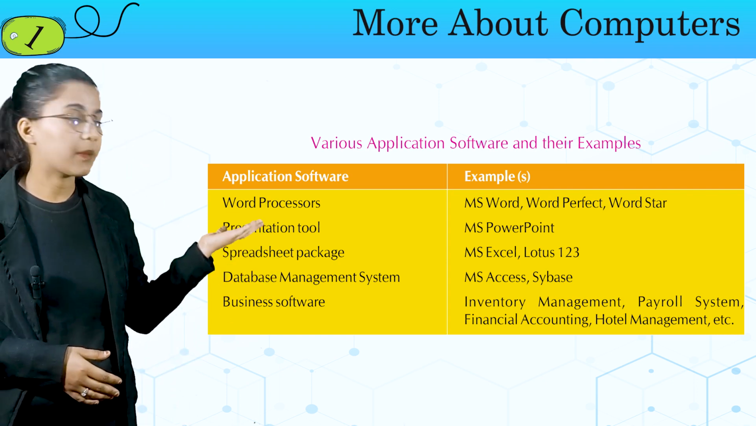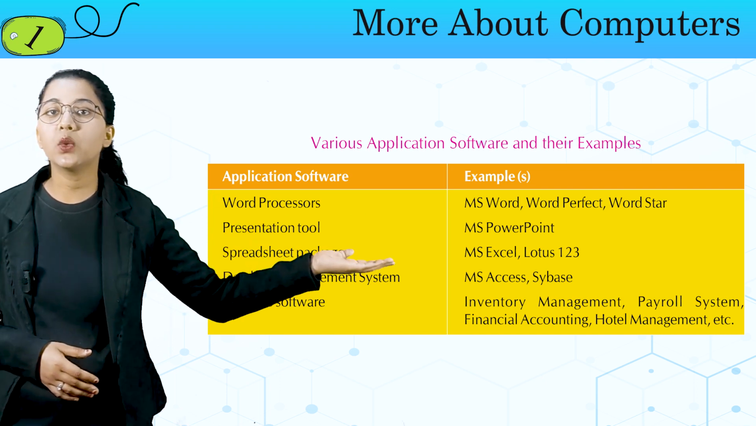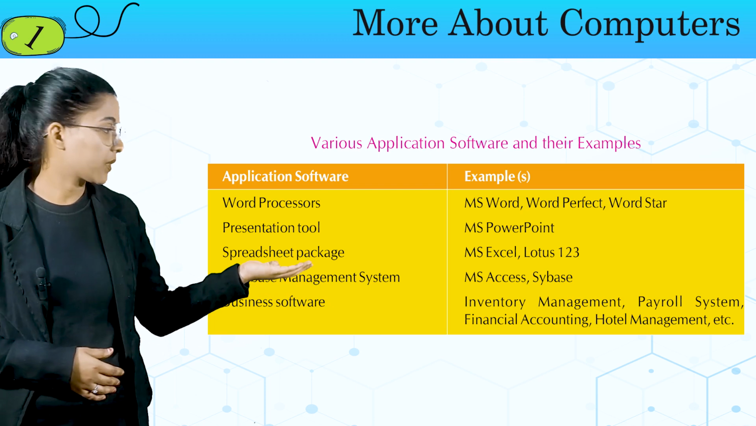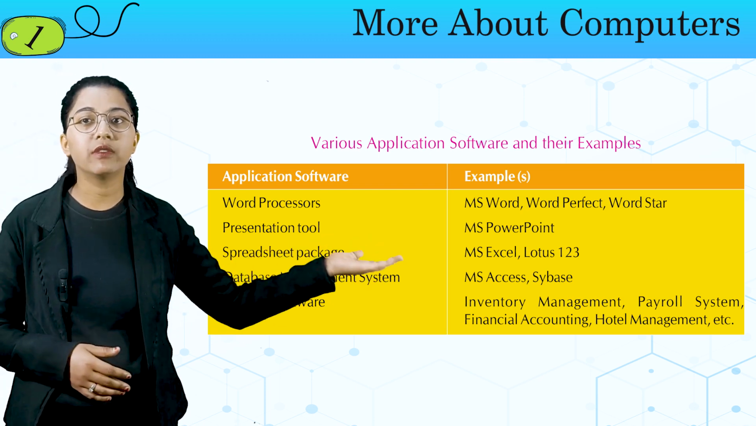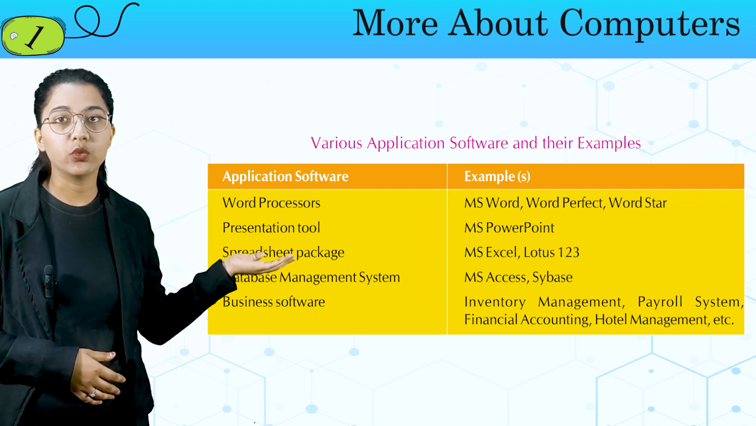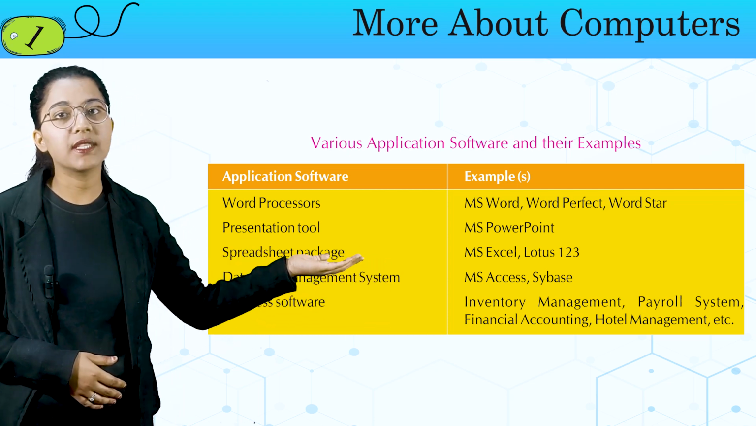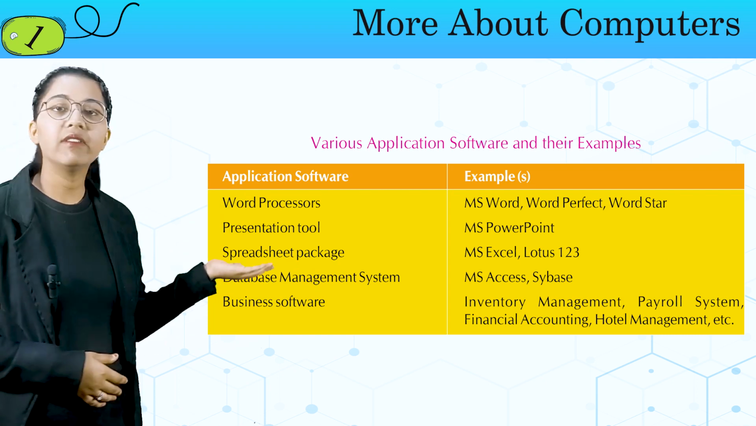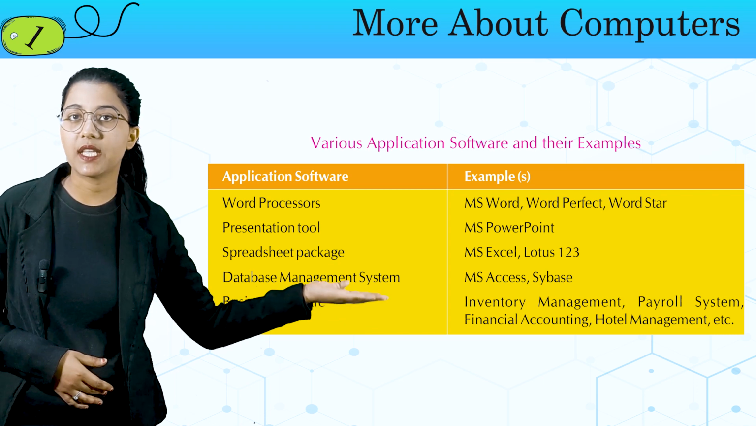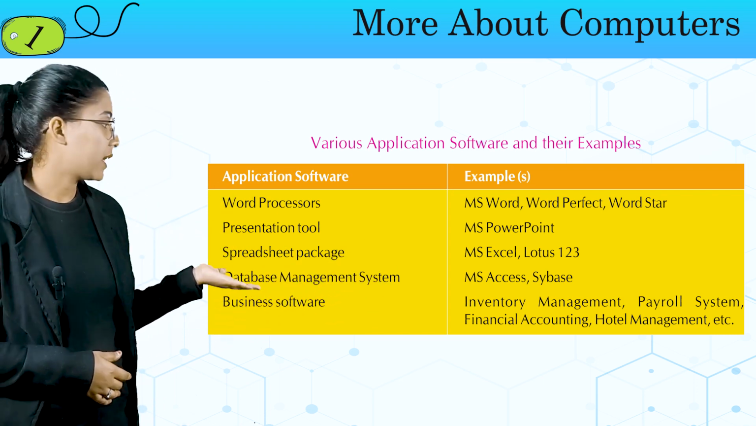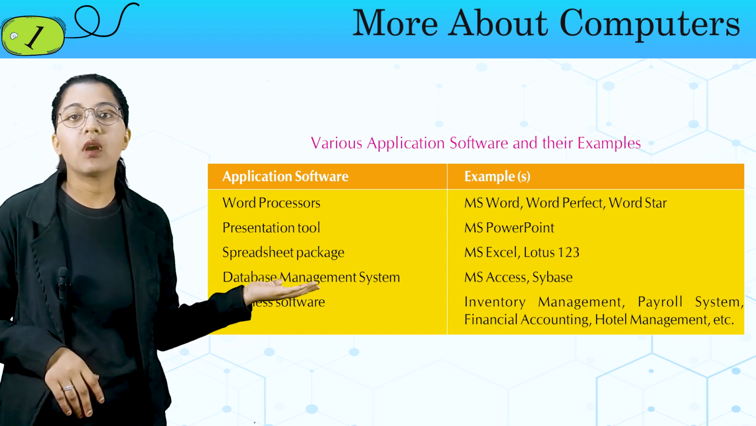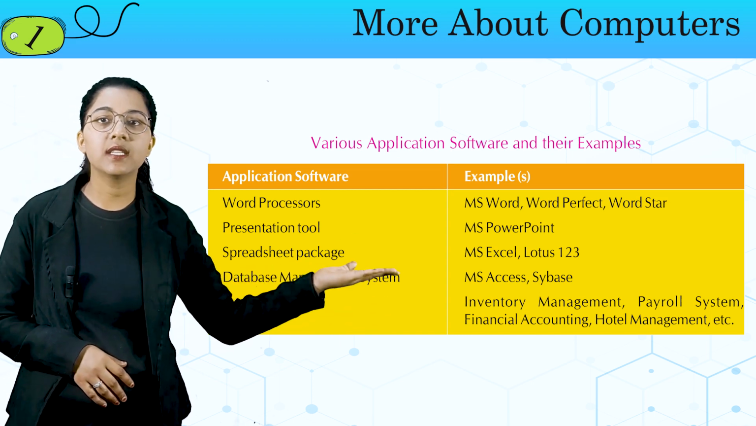Here you can see first application software. On the other hand, you can see some of their examples. So first software is word processor. Here the examples are MS Word, WordPerfect, WordStar. Then our next software is presentation tool and the example of this software is MS PowerPoint. Then we have spreadsheet package and the examples of this software are MS Excel, Lotus 123. Then our next software is database management system and the examples of this software are MS Access and Sybase.